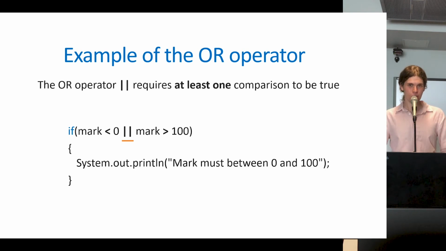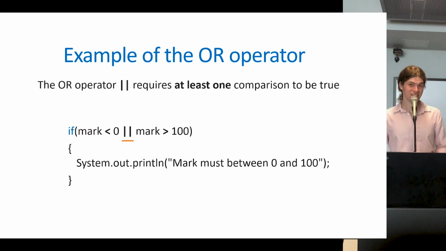of the operator. Okay, so first of all, check, is mark less than 0? Is that true? Or is mark greater than 100? If either of those are true, then we execute the line of code in the if statement, which in this case prints out the message, mark must be between 0 and 100.